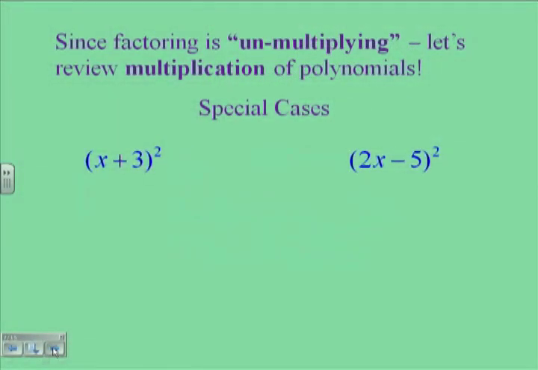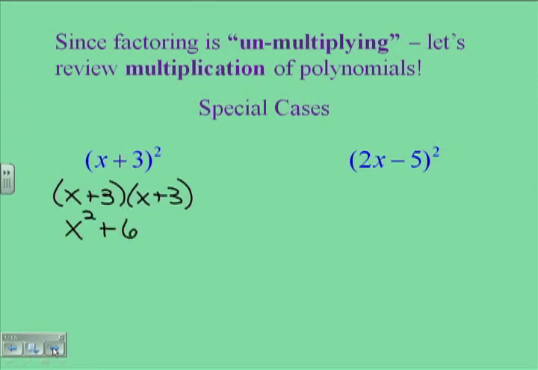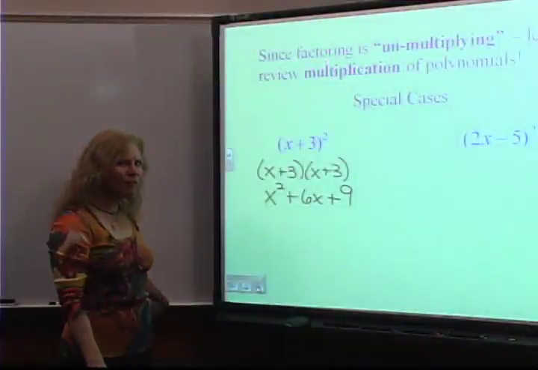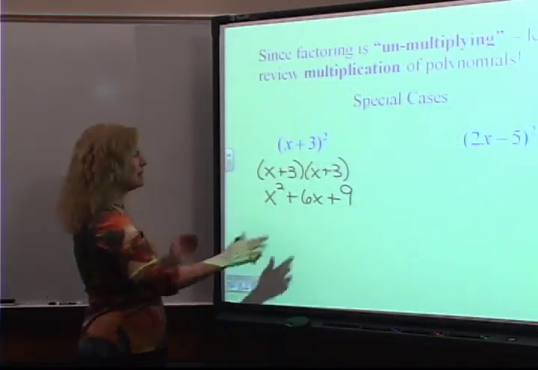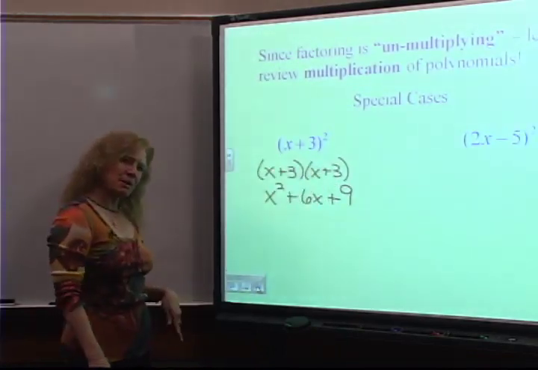Now, I do want to look at several special cases here. One is when we've got this square going on. Ugh, it drives me crazy. The answer is not x squared plus 9. What does it mean to square something? It means take it times itself. Well, you have two of them, and so we end up with... Now, I did that kind of fast. Do you know where I got that 6x? That was the outers and inners added up. Okay.